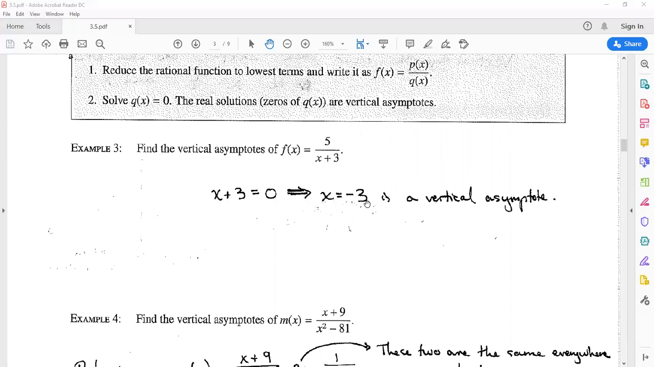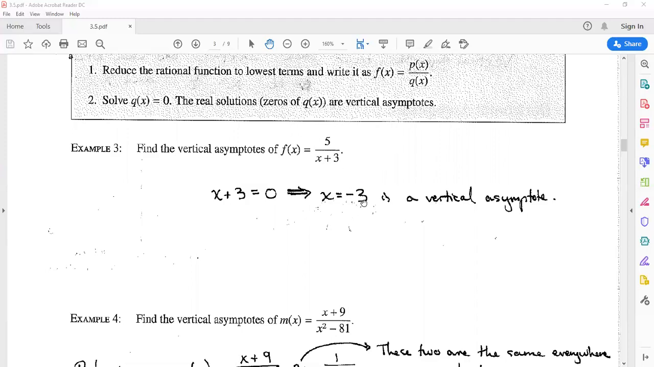That happens when x is equal to minus 3. So on this function here, we should get that x equals minus 3 is a vertical asymptote. And I think you might recognize that this one is just a transformation of 1 over x. So we could take the graph of f of x equals 1 over x, shift it to the left by 3, and then vertically scale it by 5. And we'd be getting this 5 over x plus 3 here.